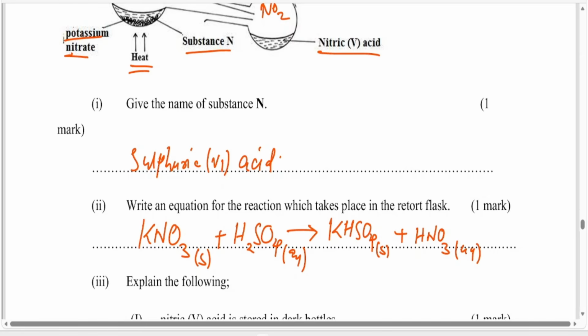So the equation is balanced. We have one potassium on the reactant side, one potassium on the product side, one nitrogen on the reactant side, one nitrogen on the product side, 7 oxygens on the reactant side, 7 oxygens on the product side, 2 hydrogens on the reactant side, 2 hydrogens on the product side, and the equation is balanced. Therefore, this gives us 1 mark.